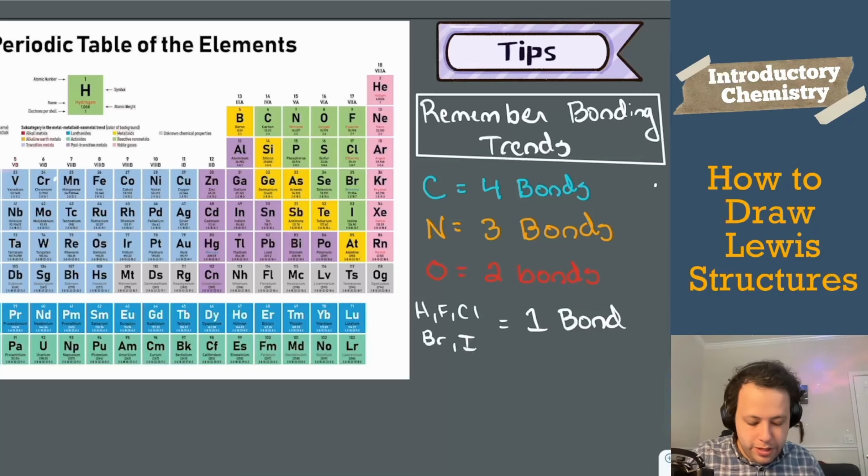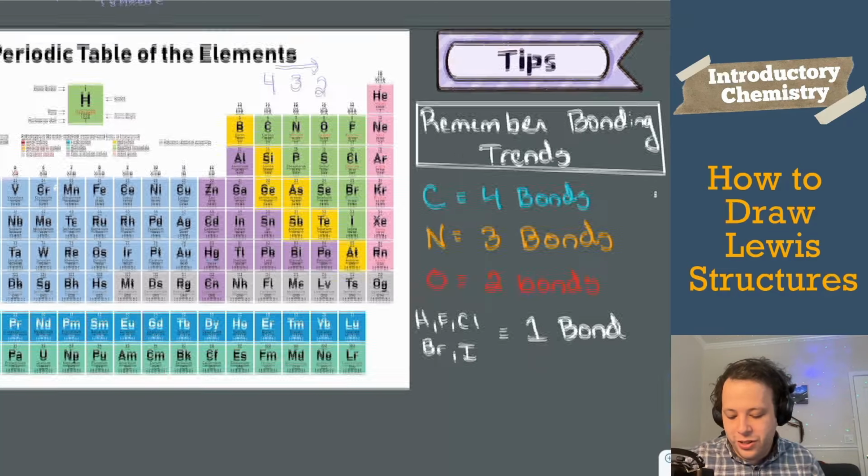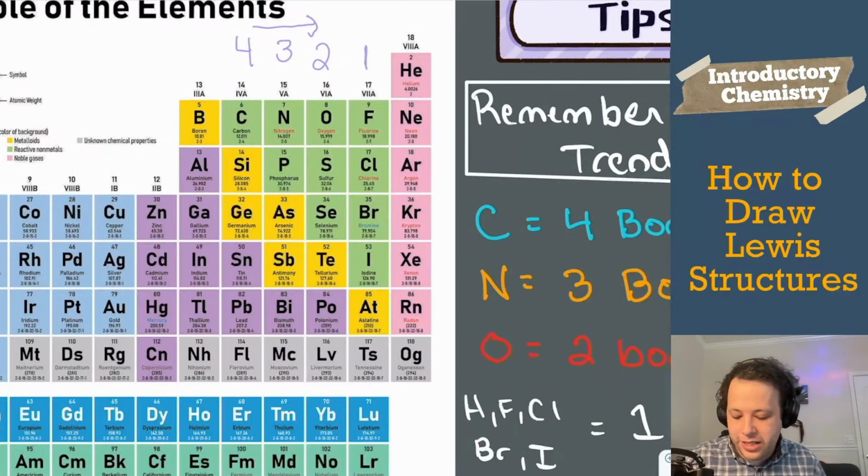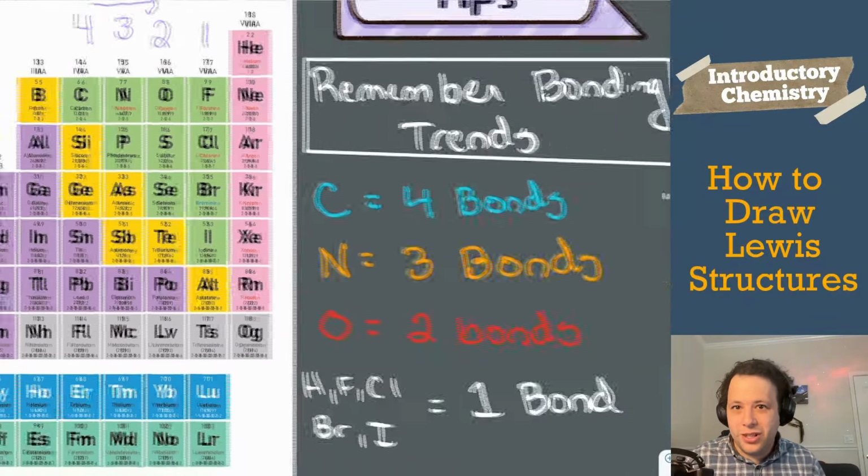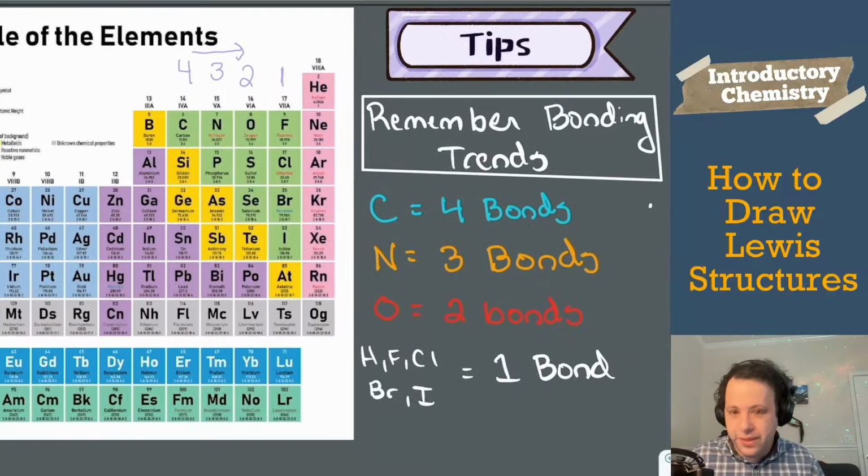If you remember, oxygen had 6 valence electrons. How many bonds did it make? A total of 2 bonds. Nitrogen had 5 valence electrons, so it can make 3 bonds. We didn't draw a carbon, but carbon, like we said before, had 4 valence electrons, so that can make 4 bonds. If you look at this trend going to the right, it goes 4, 3, 2. You can probably guess that it's 4, 3, 2, 1. So there's a trend for remembering the different bond trends. If you write these down for yourself, it makes Lewis structures really quick to do.